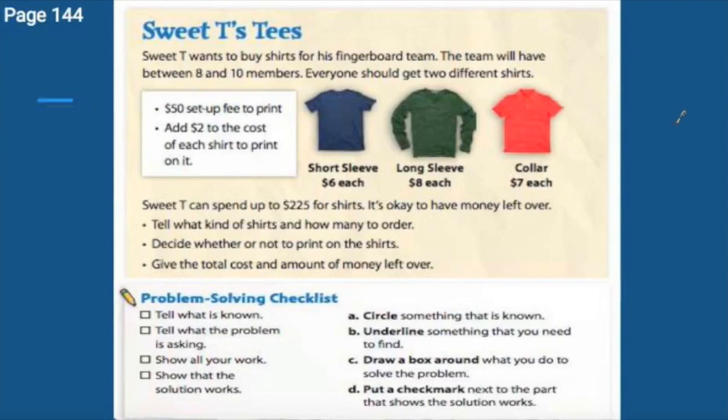So Sweet Tea's tees. Sweet Tea wants to buy shirts for his fingerboard team. The team will have between 8 and 10 members. Everyone should get 2 different shirts. Go ahead and underline that, 2 different shirts.